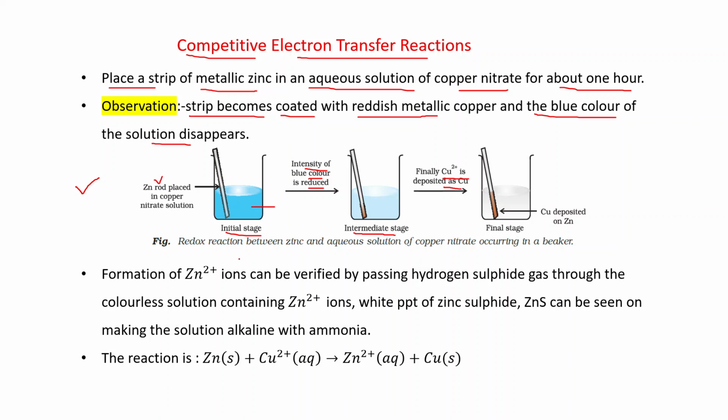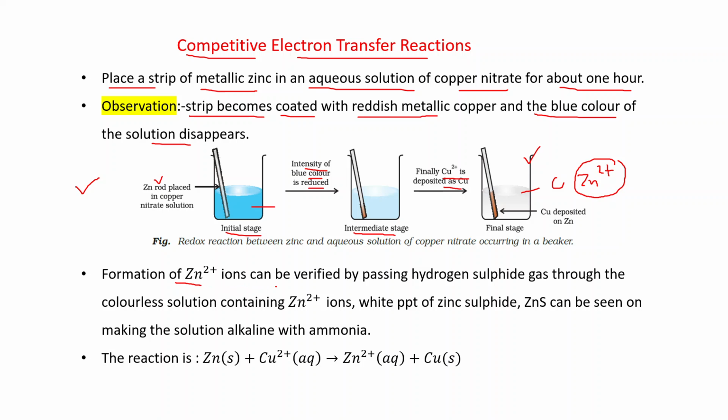Okay. Now in this case, Zn2+ is formed. Actually, zinc displaces copper from the copper nitrate solution and converts into Zn2+ ion. And how can we confirm the presence of Zn2+ ion in this solution?